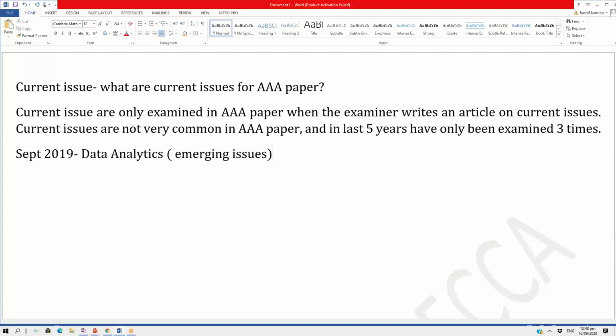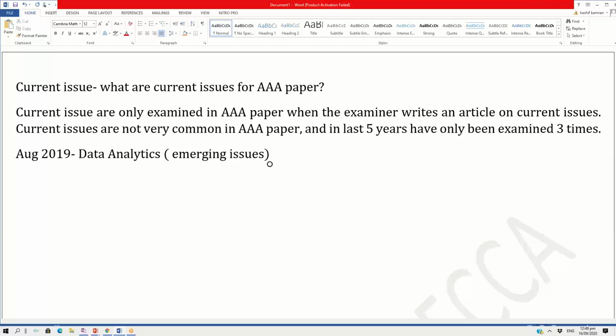And there was a high chance that the examiner might ask data analytics. It was written in August. So there was a high chance that the examiner might ask data analytics in September exams 2019. He didn't. December 19 didn't. March 20 didn't. June 20 didn't.